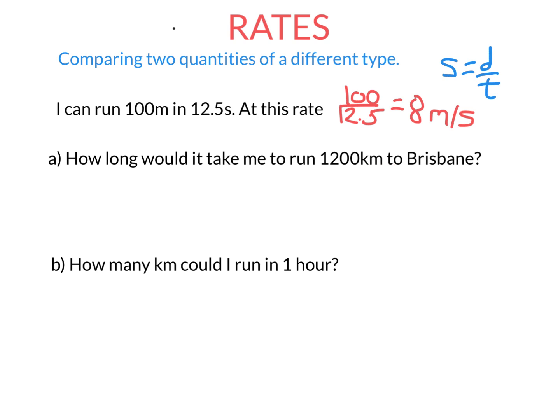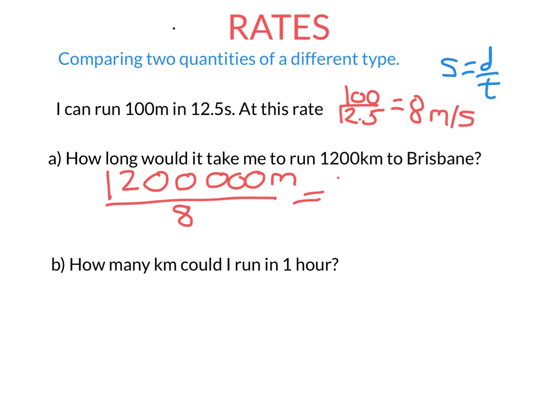So how long will it take me to run 1200 kilometers to Brisbane? Well, how many lots of 8 meters are in 1200 kilometers? Of course, 1200 kilometers is 1200, and then we add 3 more zeros to make it into meters. So if you travel 1200 kilometers, you're actually traveling 1.2 million meters. So 1.2 million divided by 8 gives us 150,000 seconds, but that's not actually that helpful.